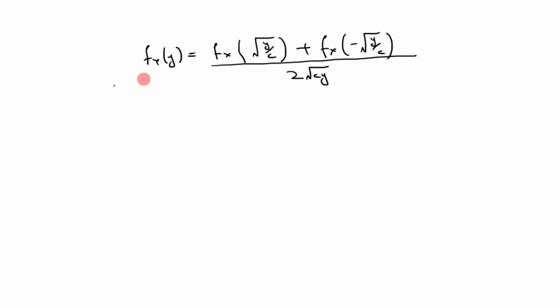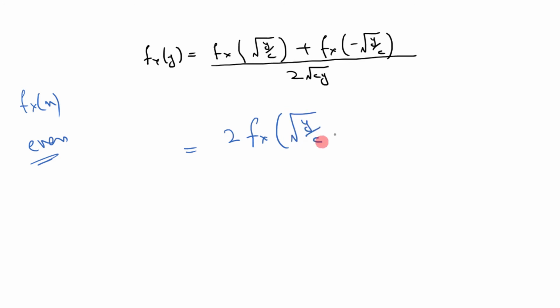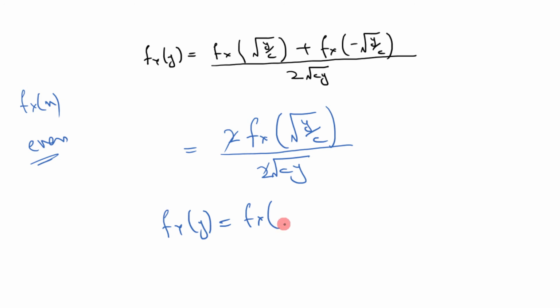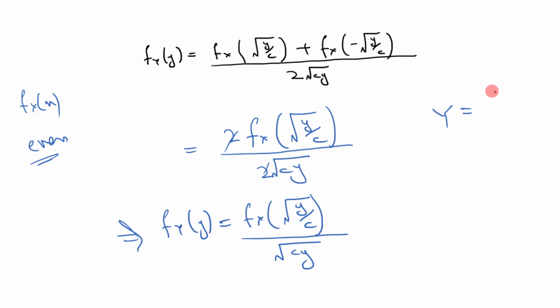Now let's suppose we have a density function fx of x which is even symmetric, then the numerator can be represented as 2 times fx of under root y over c, and the numerator will remain the same, c y under root. 2 will be cancelled with 2, and we will have fy of y is equal to fx of under root y over c divided by under root cy. This will be the expression of your output density function fy of y.